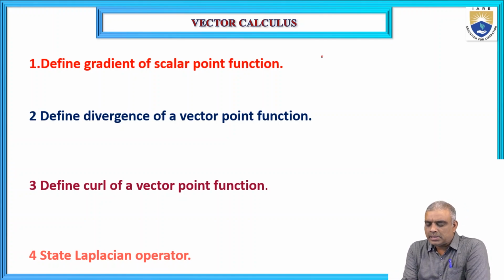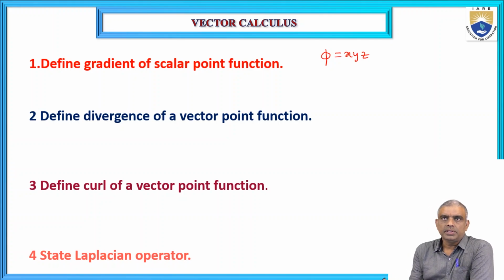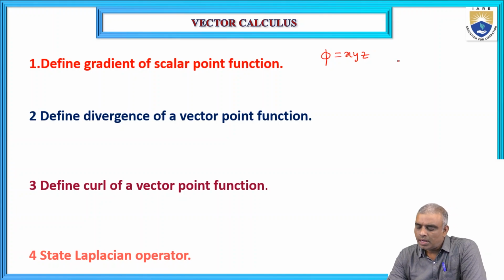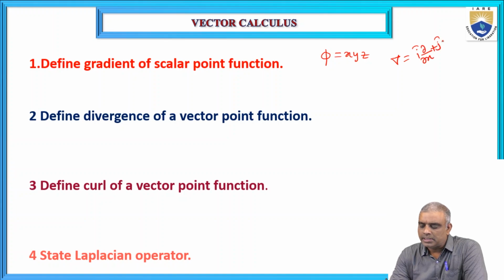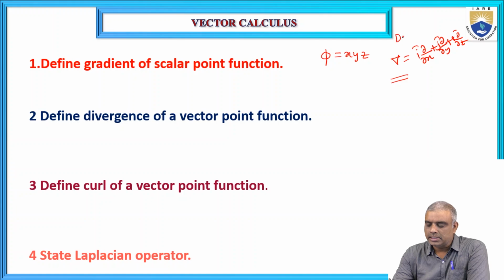A scalar function can be represented by only phi, and it has only magnitude and doesn't have any direction. That is called the scalar point function. And del is called a differential operator, which is i bar dou by dou x plus j bar dou by dou y plus k bar dou by dou z. Del is called the vector differential operator. This symbol we call del. Del can be applied on both vector functions and scalar functions.